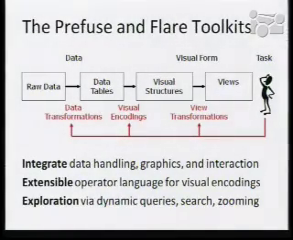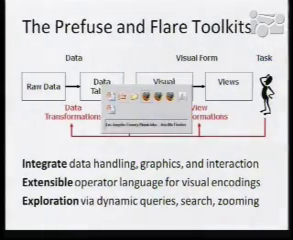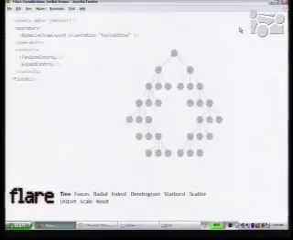And so in building these tools, we built a set of software modules addressing each part of this pipeline. And in particular, one of the main contributions was an extensible set of operators for defining visual encoding. So that's mapping from data tables to visual structures. And so I'd like to now give you a quick demo of one of the toolkits to give you an idea of what it's like to use it.